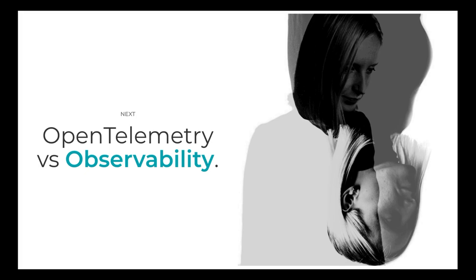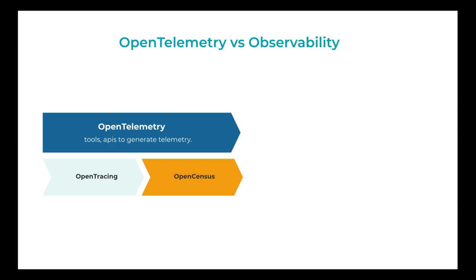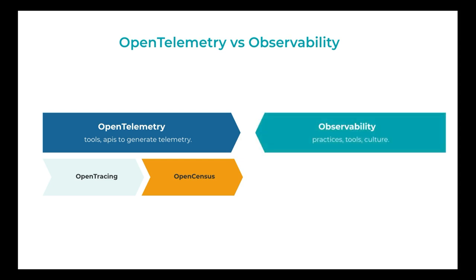Now let's talk about the difference between OpenTelemetry and observability. While OpenTelemetry is a tool or a set of APIs and libraries for generating and transmitting telemetry data, observability is a broader concept. Observability refers to the ability to understand and explain the state of a system based on its outputs, which are metrics, logs, and traces.